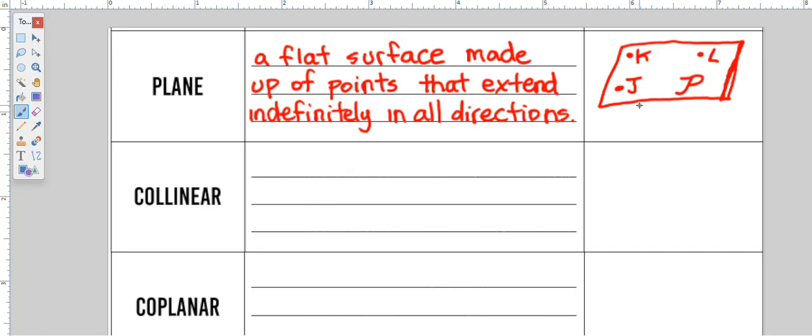Now, you'll remember when we talked about planes and lines and points, we said that sometimes things are collinear. Collinear are points that lie on the same line. Some of this we have discussed. You have this definition: points that lie on the same line.